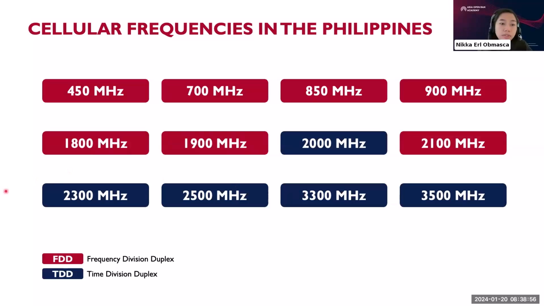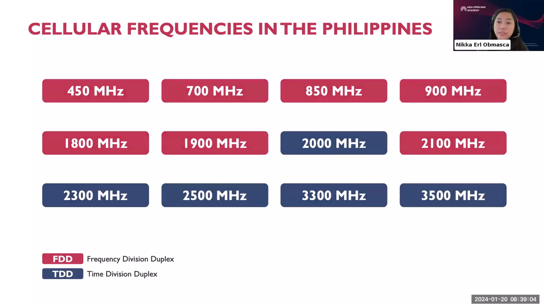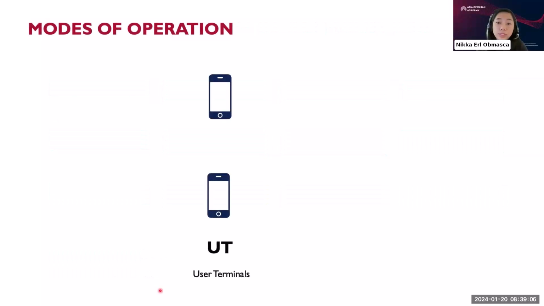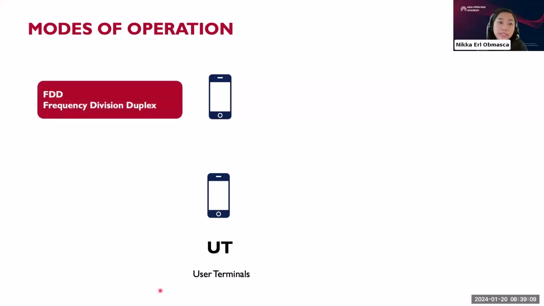So these two, the FDD, the frequency division duplex, and the time division duplex, are the modes of operation of these frequencies. So there are two. This first one is the frequency division duplex. FDD is a duplexing technique that uses separate frequency bands for uplink and downlink communication.